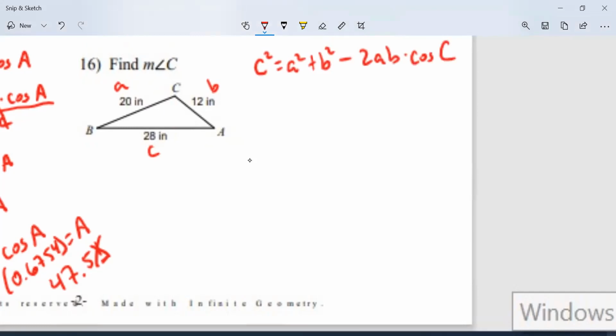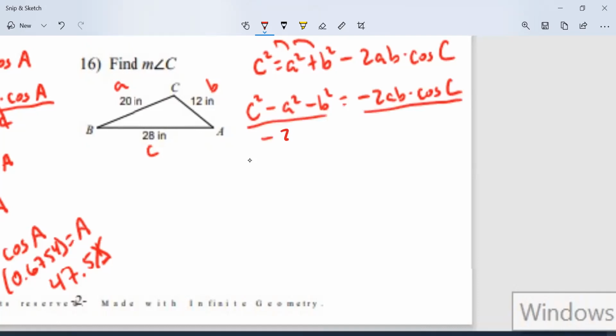Again, I want to type in the numbers at the end if possible. Let me play with my formula. My A squared, my B squared, let me move it to the left side. So I have C squared minus A squared minus B squared is equal to negative 2 times A times B times cosine of angle C. Kind of like I did in the previous example, let me divide both sides by negative 2AB, because that way the negative, the 2, the A, and the B cancel out. So I have that C squared minus A squared minus B squared divided by negative 2AB is equal to cosine C.